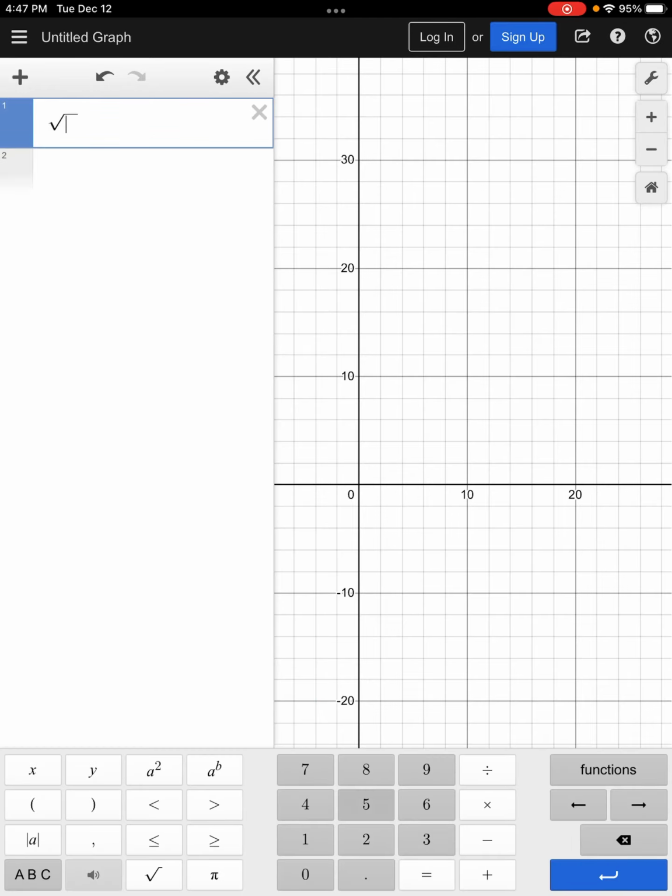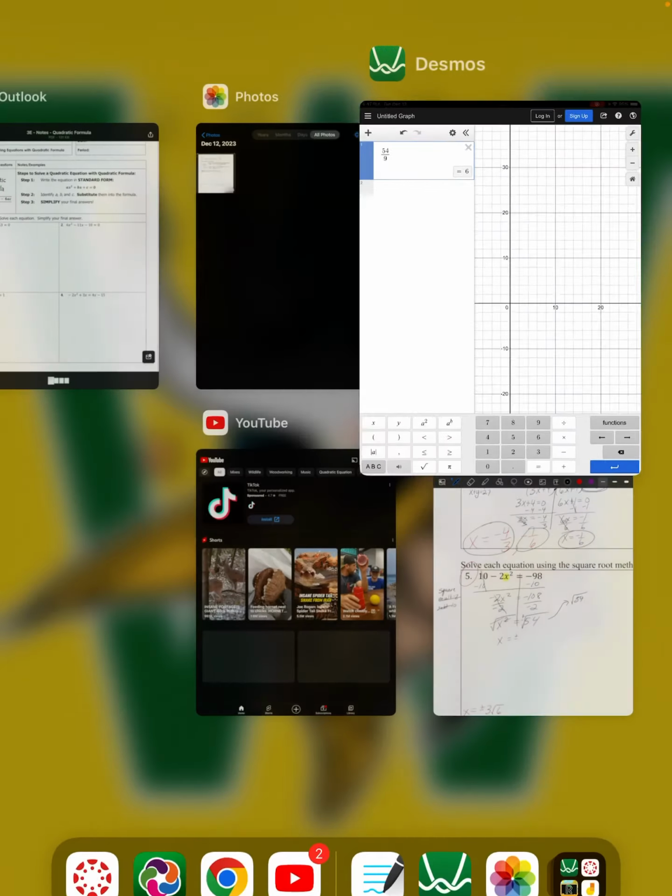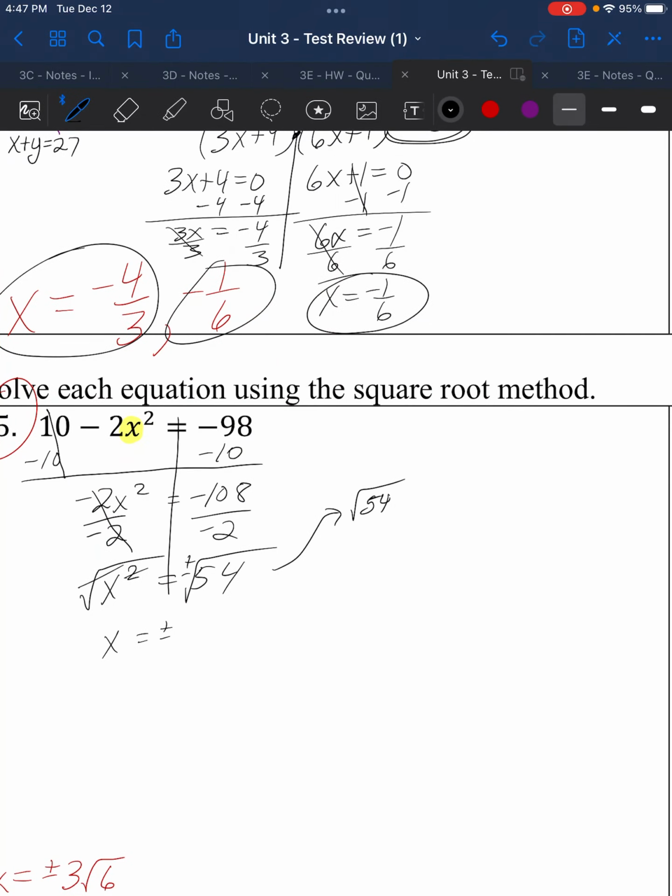So go to Desmos if you want. Check out 54. It's not a perfect square. No, of course not. We do 54 divided by, we'll go 16. Nope. 9. Yeah, 9 and 6. Cool, 9 is the biggest.